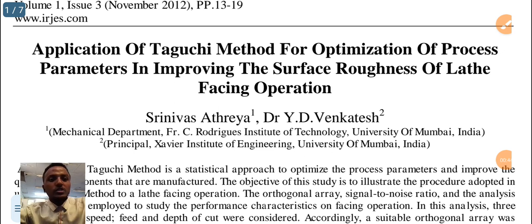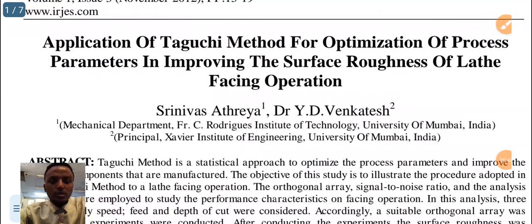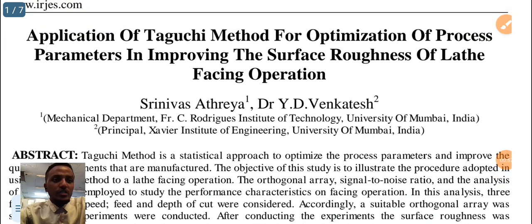Here are the basic questions that initiated me to look at specific articles. For example, here: application of Taguchi method for optimization of process parameters in improving size and surface roughness of surface facing operation. From the title itself, we can check whether the article is interesting for me or not. If the title does not match our research area, there are two methods.